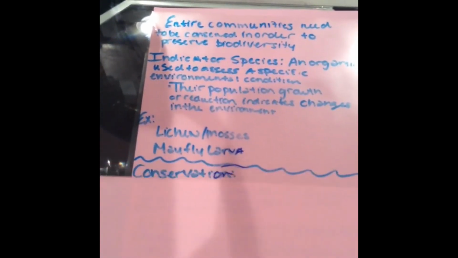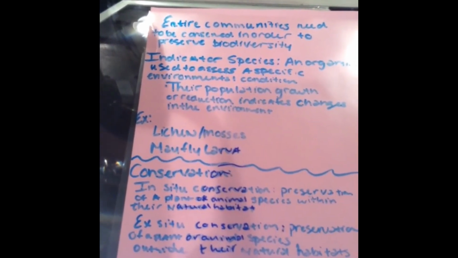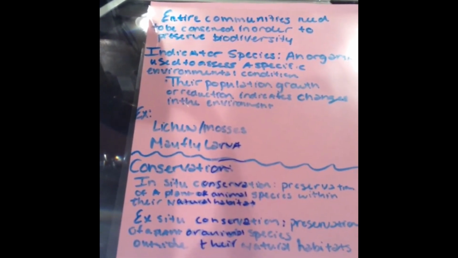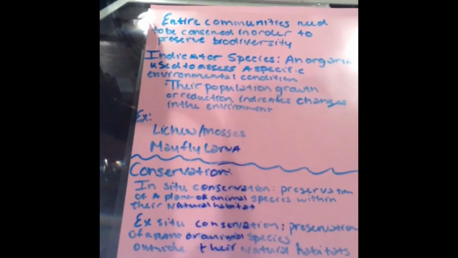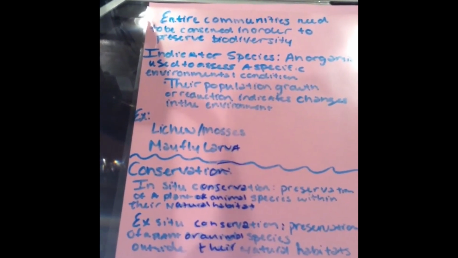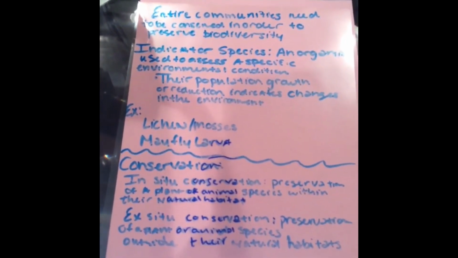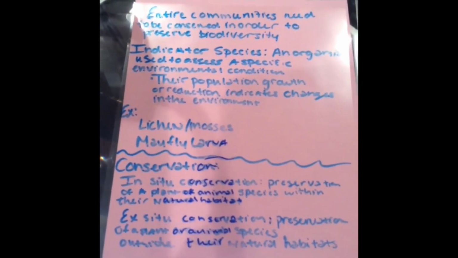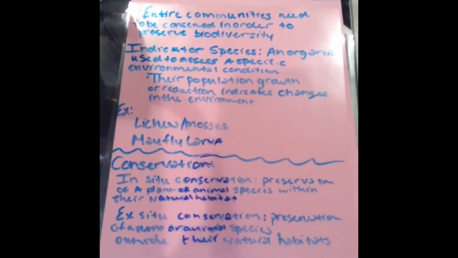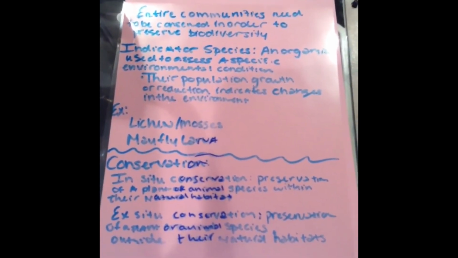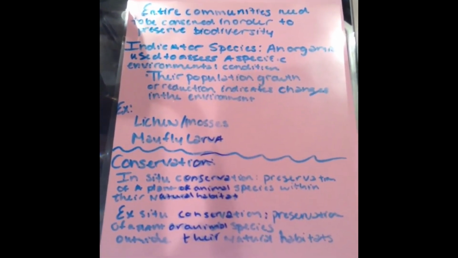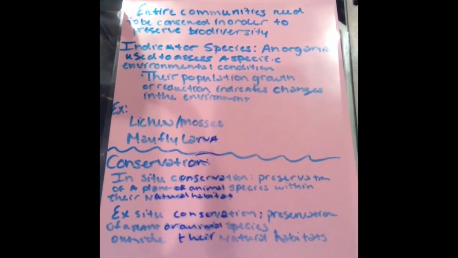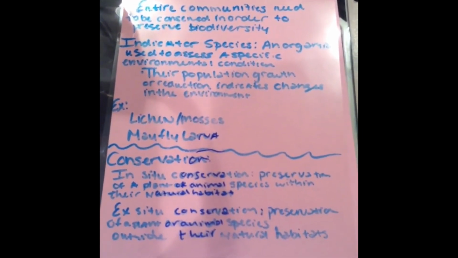Global conservation efforts can be seen within in situ conservation and ex situ conservation. In situ conservation is the preservation of a plant or animal species within their natural habitat, while ex situ conservation is the preservation of a plant or animal species outside their natural habitat. Ultimately, these conservation efforts need to be taken seriously as they can protect different species from becoming endangered and potentially extinct.